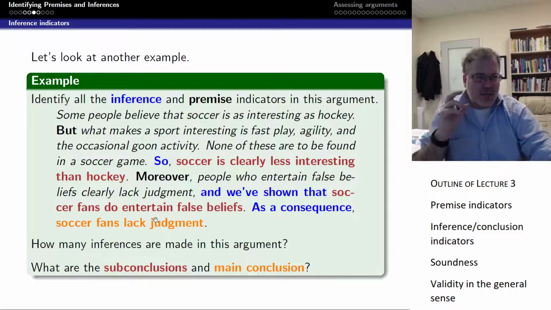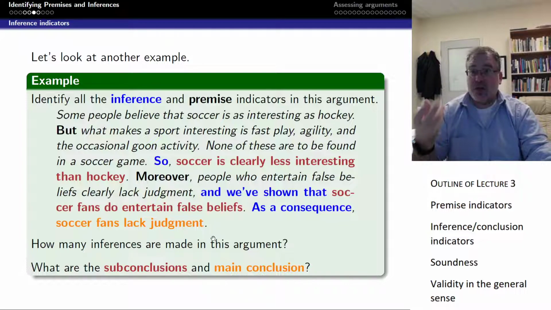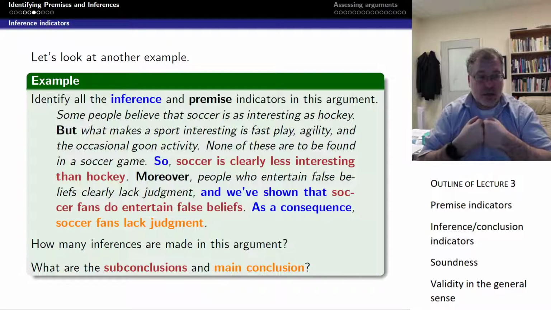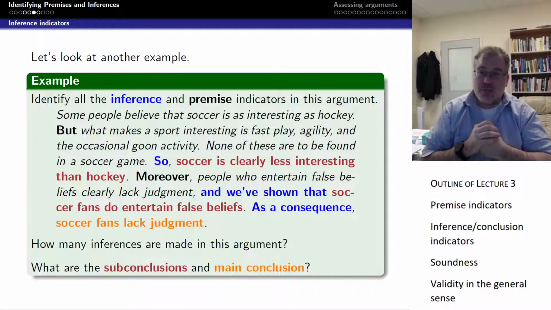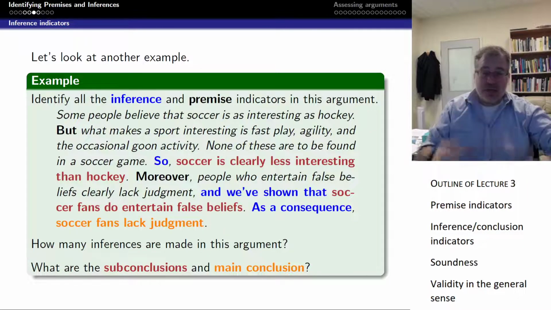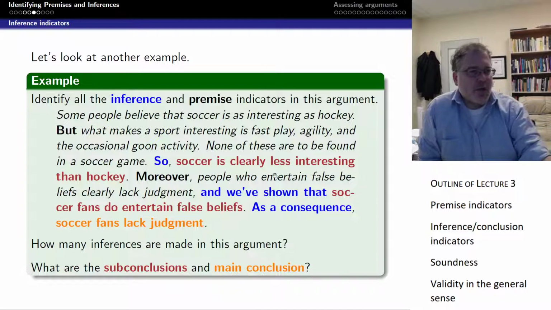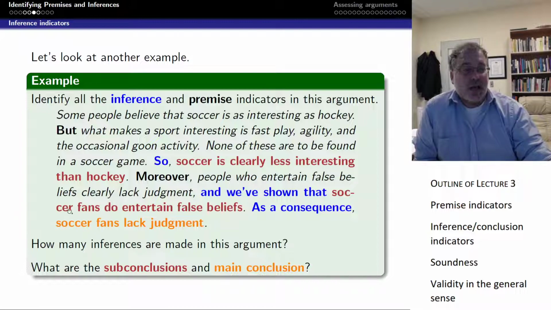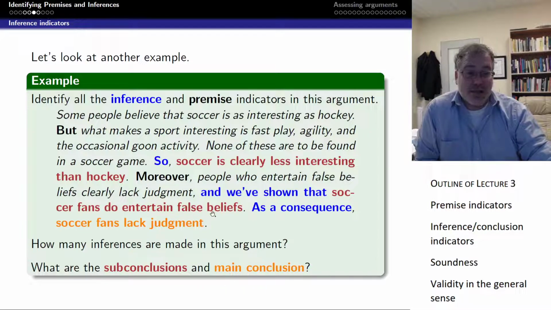Now, if we look at the way the argument works here, we're going to see that this main conclusion, soccer fans lack judgment, is supported by two other sentences that are working together to provide support to the conclusion. Independently, they don't support the conclusion, but when you put them together, they do provide support for the conclusion. The first is that people who entertain false beliefs lack judgment. The second is that soccer fans entertain false beliefs, and that leads to the conclusion.